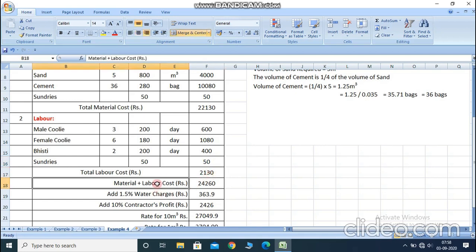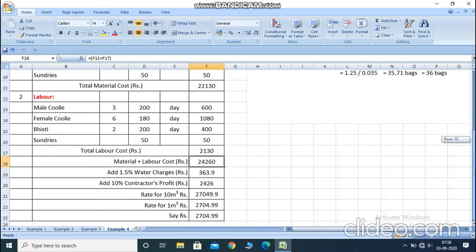Then after, labor plus material cost is 24,260. It's the summation of 22,130 and 2,130. So 24,260 rupees is the labor cost and material cost. Here water is required, so we include 1.5% water charges. So 24,260 multiplied by 1.5%, we got the answer 363.9 rupees as water charges, and 10% contractor profit. So 24,260 multiplied by 10% is 2,426 rupees.